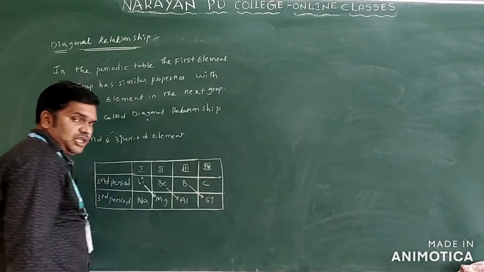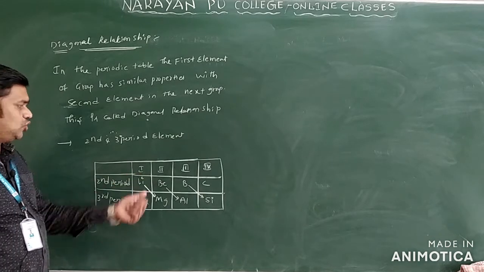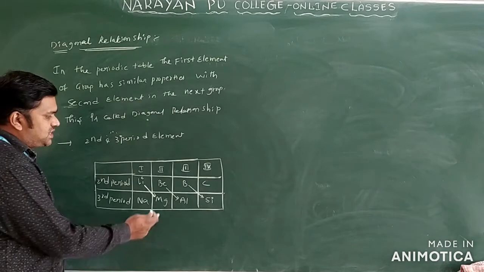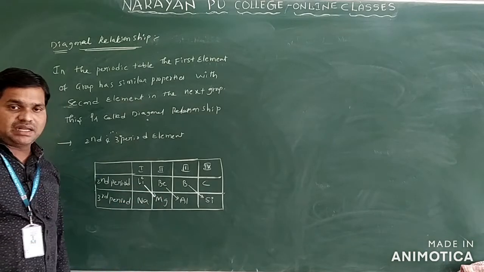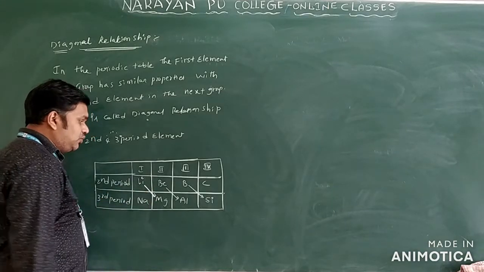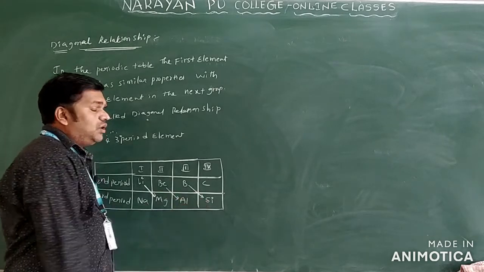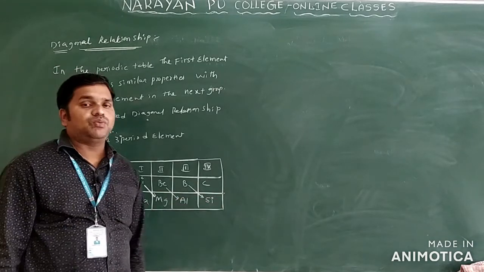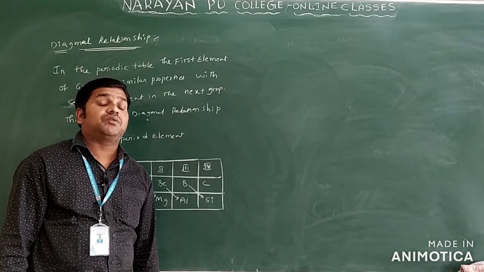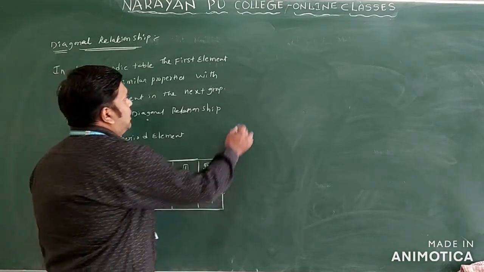Silicon only. Clear? So if we take the second period, the first element in the group has similar properties to the second element in the next group. These are diagonally related with each other only. Lithium is diagonally related with magnesium only. Beryllium is diagonally related with aluminum only. Boron is diagonally related with silicon only. After the fourth group, this diagonal relationship disappears. From fourth group elements onwards, the diagonal relationship disappears only.